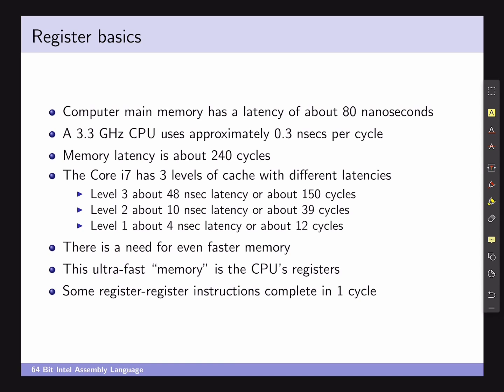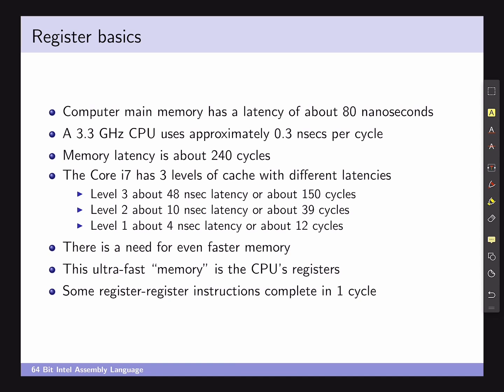So just to give you a little bit of scale and context on what it means for something to take a clock, or how much of a hindrance it can be if an operation takes longer than a single cycle to complete. Computer main memory, so this is your RAM, has a latency of roughly about 80 nanoseconds. Some of these times have obviously tightened over the years, but I think the relative scales are still very much appropriate. So main memory has latency of about 80 nanoseconds, and a 3.3 gigahertz CPU uses approximately 0.3 nanoseconds per cycle. So every 0.3 nanoseconds a cycle will complete, which means 1 clock will have elapsed.